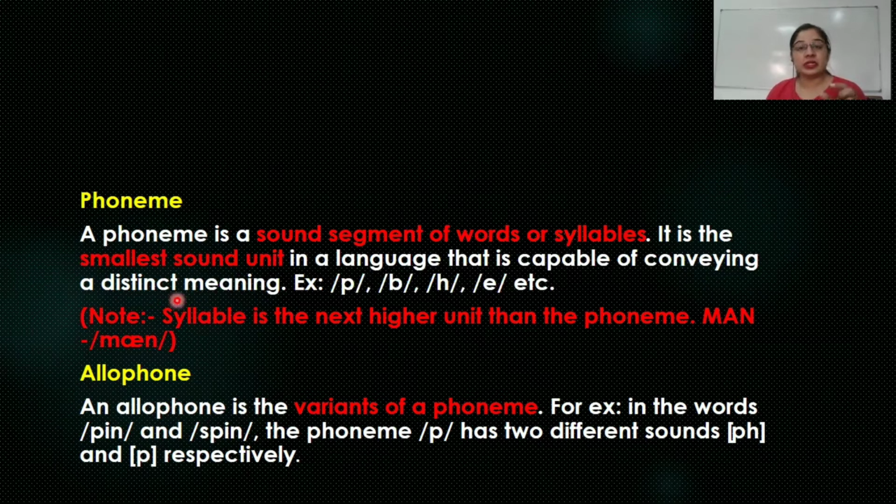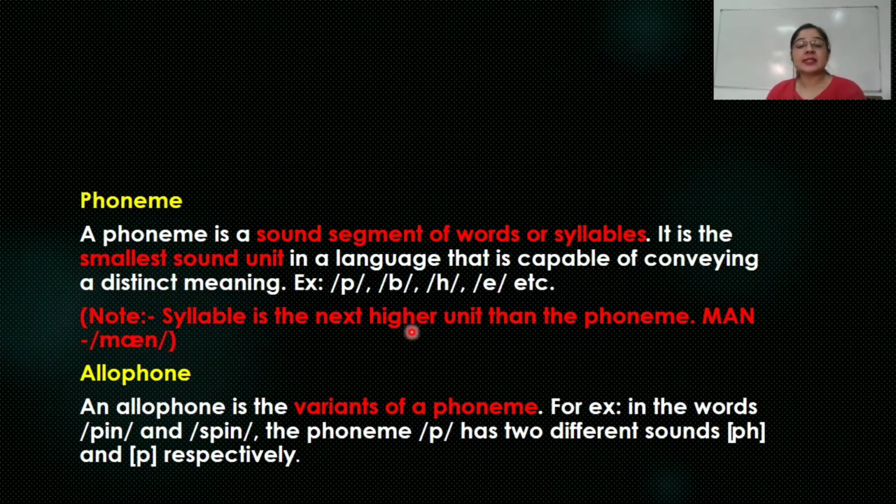When we hear a word, it is made up of different letters. Each letter has a sound. So that particular small sound, when joined together, makes a word and a sentence. That smallest unit of sound is known as a phoneme, like h, b, e, etc. There are various sounds, as I have already discussed, that we have 44 sounds in the English language.